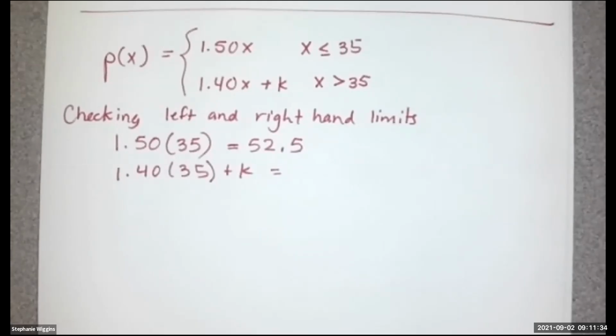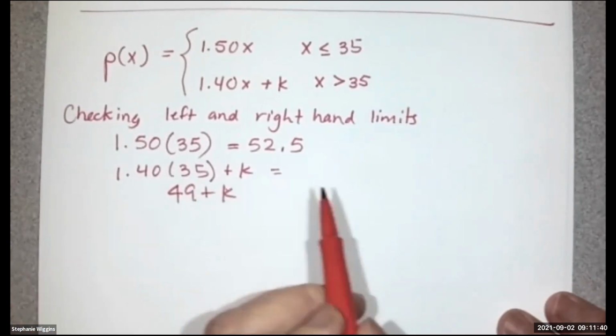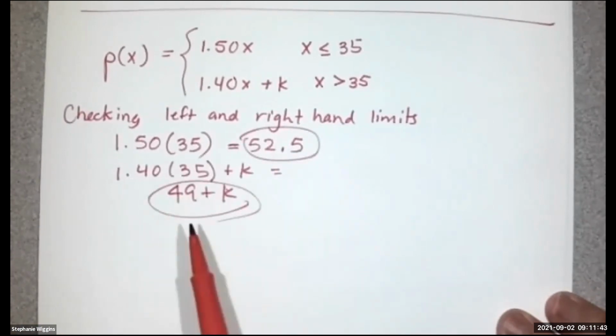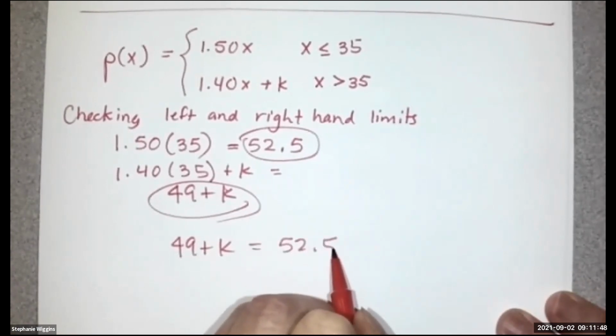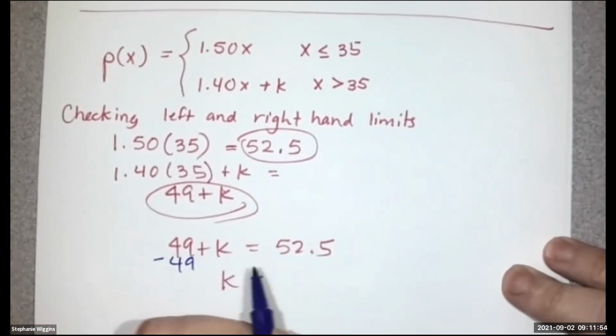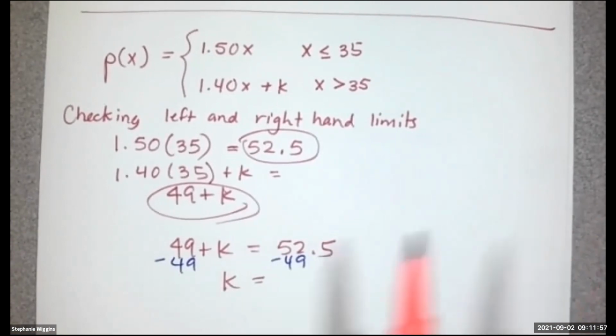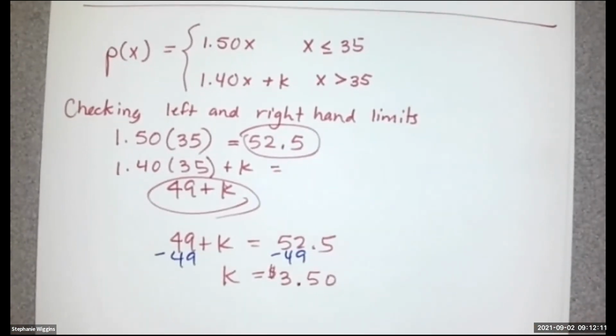So this is going to be 49 plus k. And we want this number and this value to match. So 49 plus k is equal to 52.5. So k is going to be, subtract 49 from both sides to get k, and it's going to be 3.5. So that is in dollars, $3.50. Okay, so that's how you do that one.